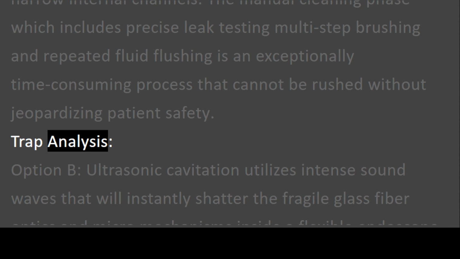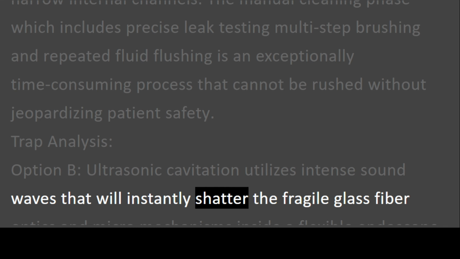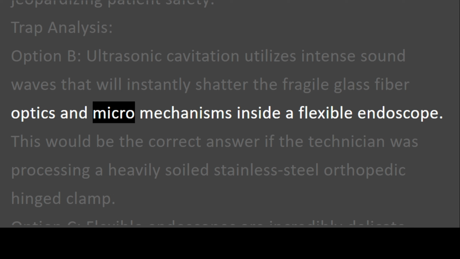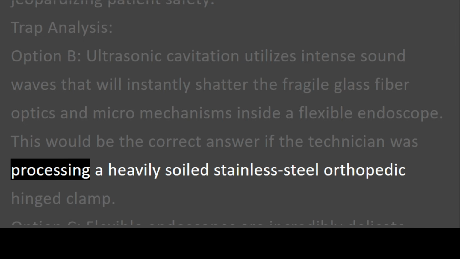Trap analysis. Option B. Ultrasonic cavitation utilizes intense sound waves that will instantly shatter the fragile glass fiber optics and micromechanisms inside a flexible endoscope. This would be the correct answer if the technician was processing a heavily soiled stainless steel orthopedic hinged clamp.